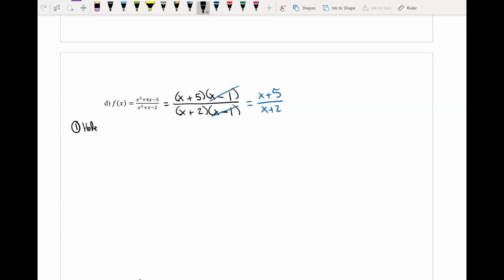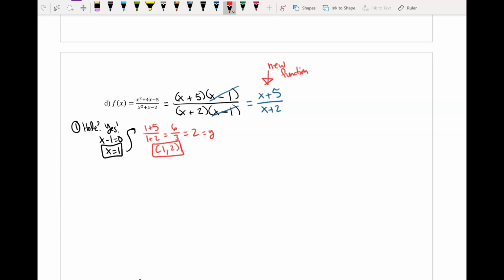So do you have a hole? The answer is yes, because you had a cancellation. And that's going to happen at x minus 1 equals 0, which is x equals 1. And again, to find the y value, you're going to plug it in to our new function. So we're going to look at this guy now, new function. We're going to plug in the 1 in there. So 1 plus 5 divided by 1 plus 2 will give me 6 divided by 3, which gives me 2. Okay, so that means this is my y value. So my hole will be at 1, 2. That will be where the hole is at.